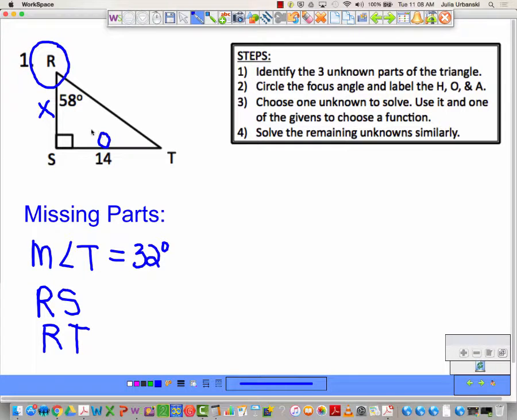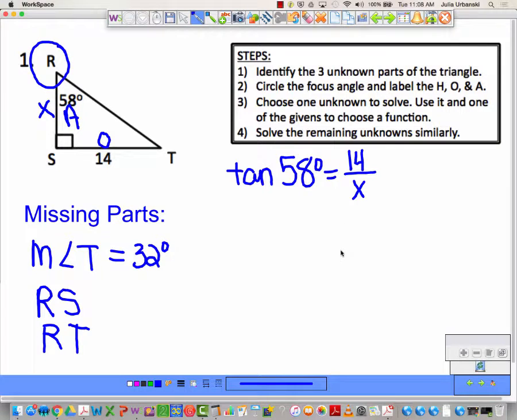Opposite. And we're going to deal with this one. Adjacent. Good. O and A are the ones that matter right now. What A means tangent. Tangent of the focus angle R, 58 degrees, good. When you know the degrees, you write them down. And it equals the opposite 14 over the adjacent x, good.